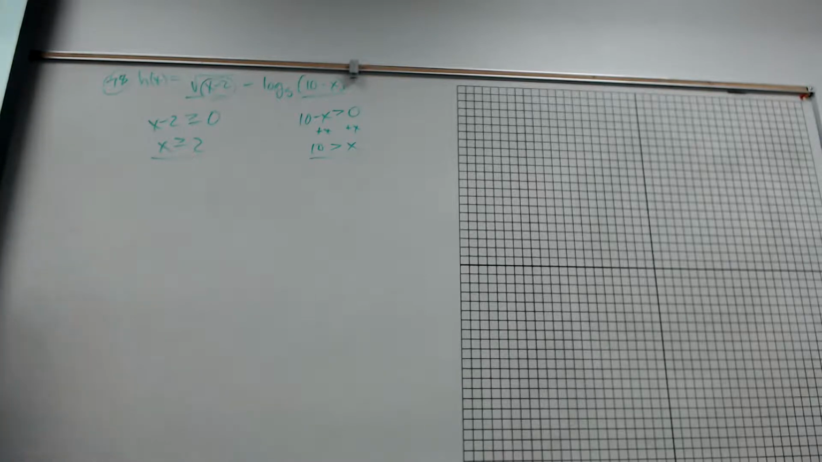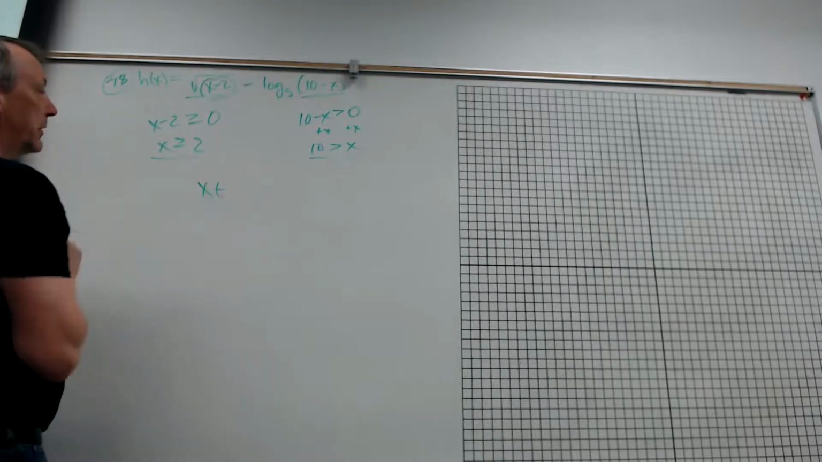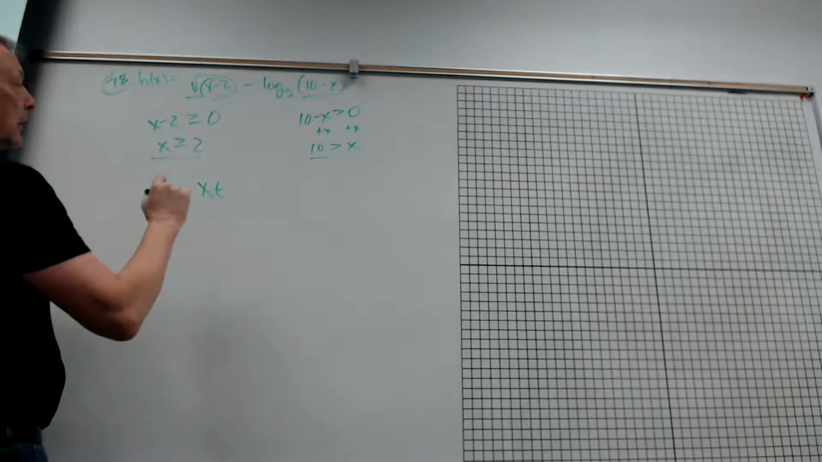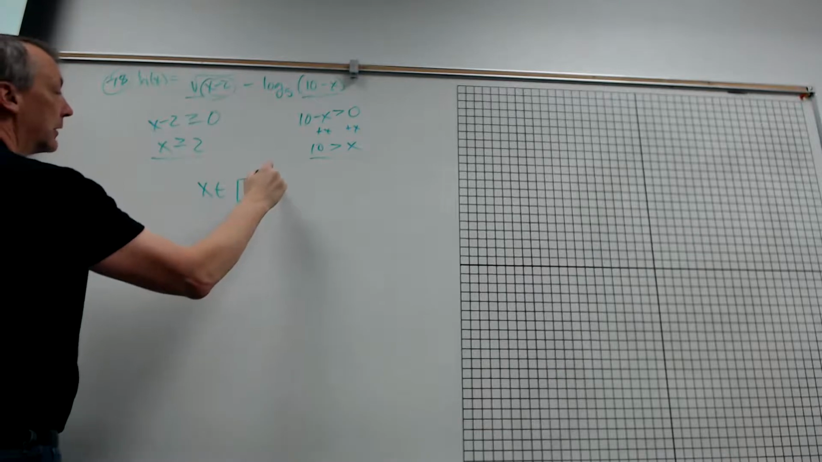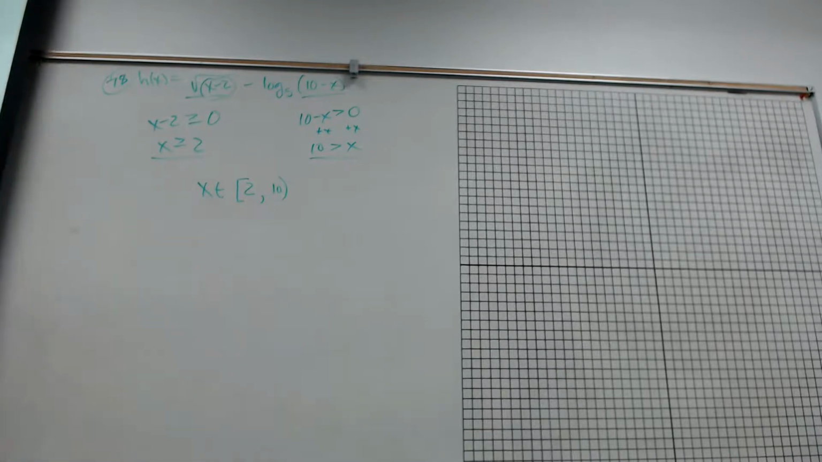And I'll let you do it in either regular notation or interval notation, whichever you prefer. Patrick. X is an element of bracket 2, parenthesis 10. Perfect. Okay? Now, I'm just going to warn you, most people don't write it that way, but they do like it on the final exam in this class.